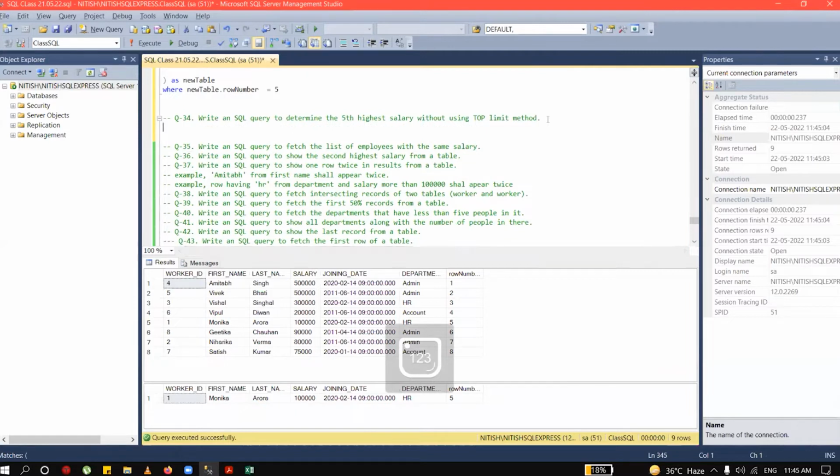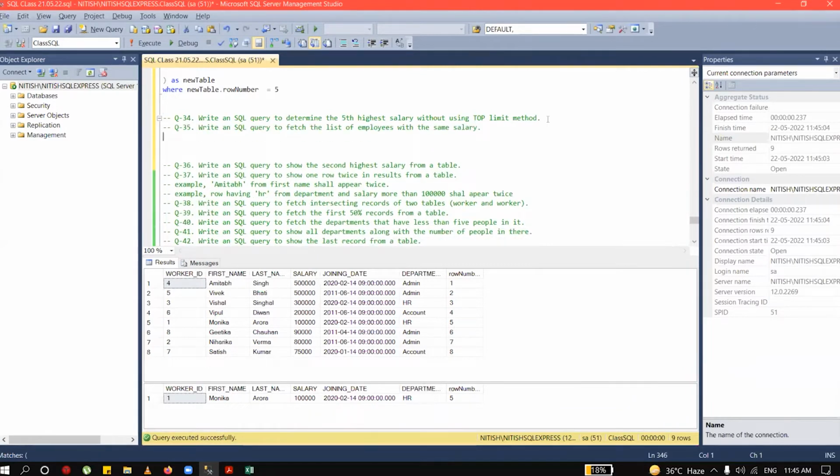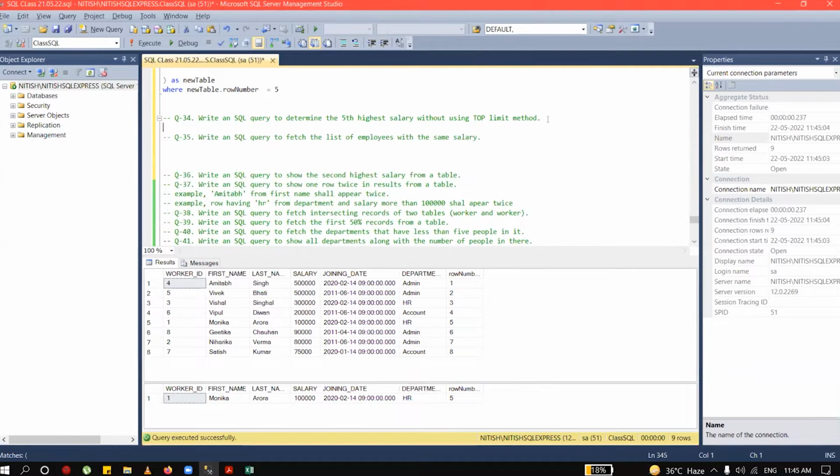Next one, write a SQL query to determine the fifth highest salary without using top or limit. You can use the above thing only. I'm not using top. So this thing you can also do. Please try to cover it.